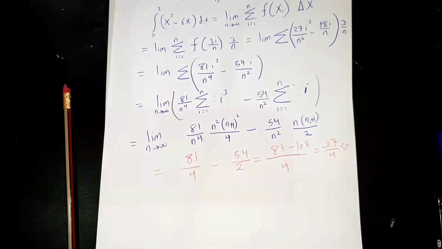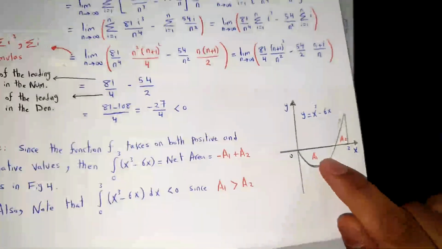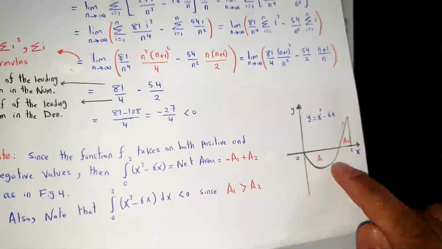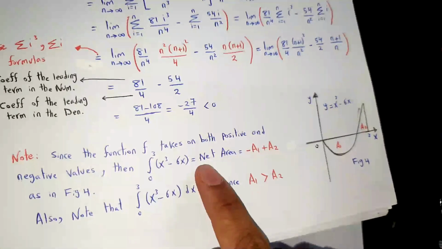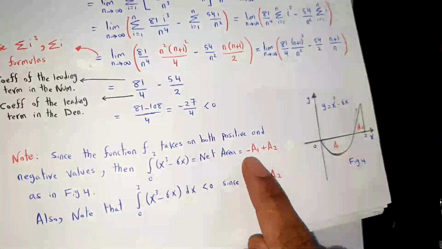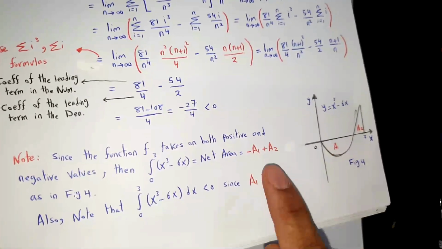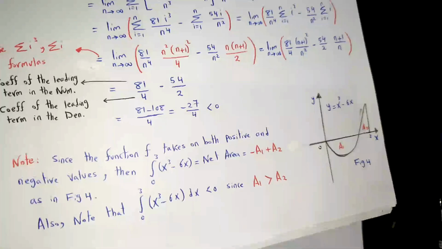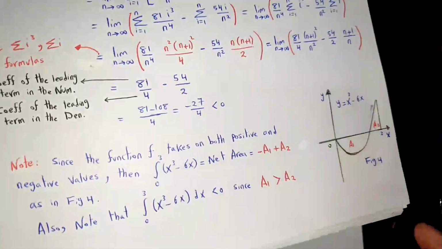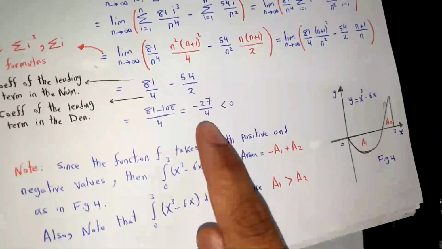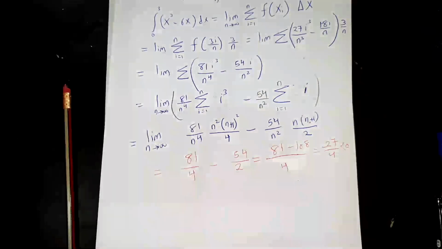What is the reason for the negative number? I wrote it here as a note. First of all, see the graph of the function. Sometimes it's negative and sometimes it is positive. So remember, the integral represents the net area, which is minus A1, because in this region the function is below the x-axis, plus A2, because in this region the function is positive. See here, A1 is dominating A2, so we expect the integral to be negative. Is this clear? I hope you enjoyed.